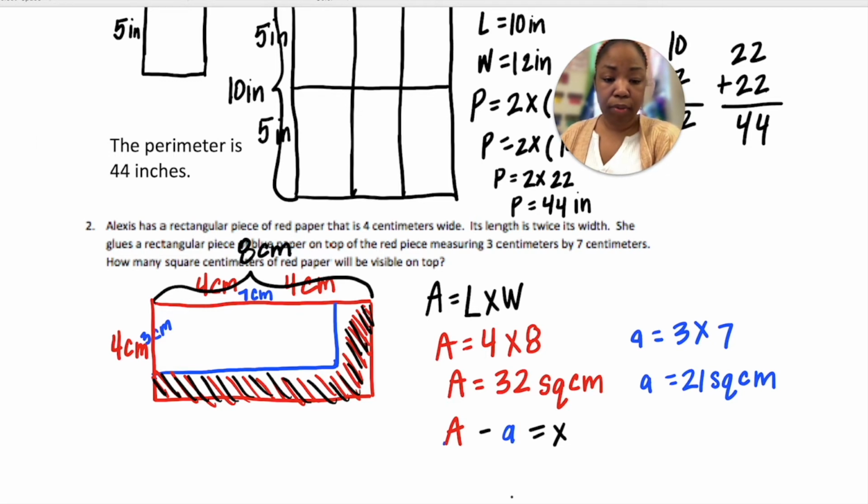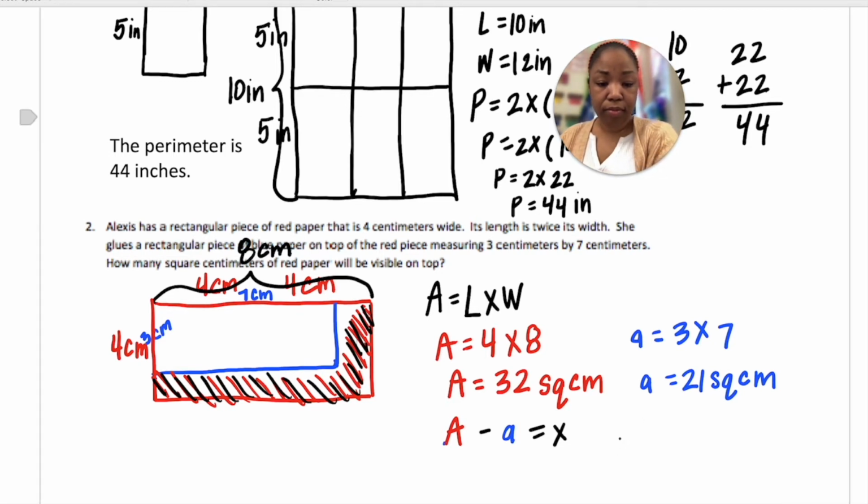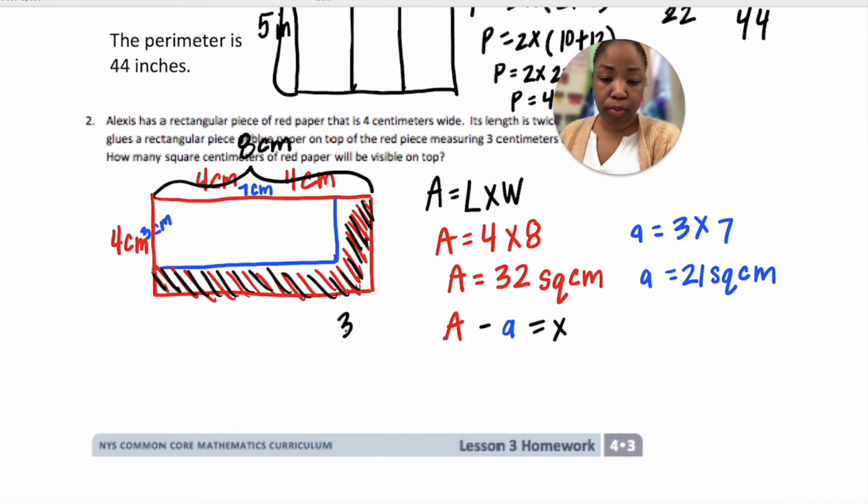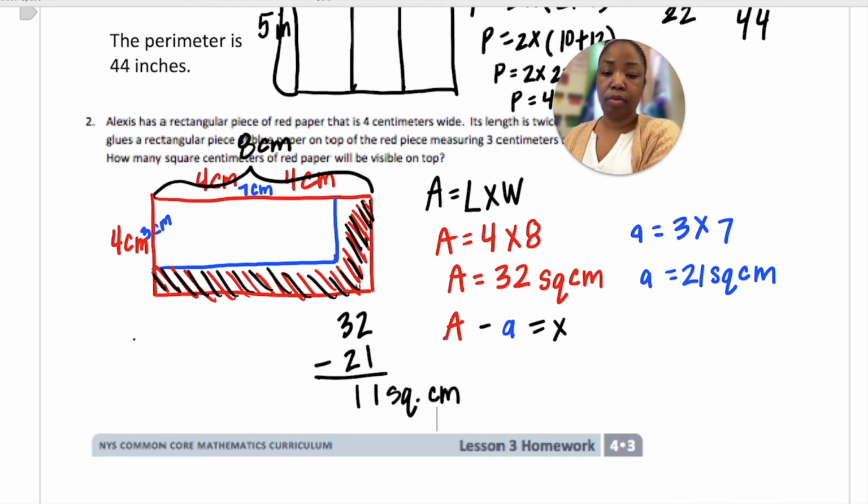So let's do it. We're going to subtract 32 minus 21. I don't need to regroup. 2 minus 1 is 1. 3 minus 2 is 1. So it's 11 square centimeters still visible. Let's write that.